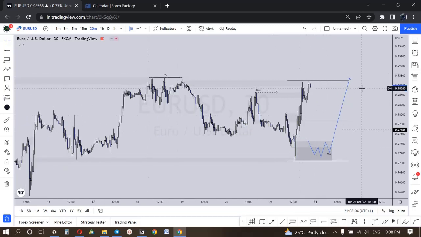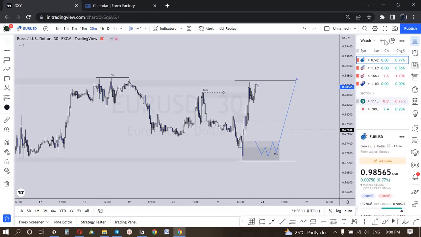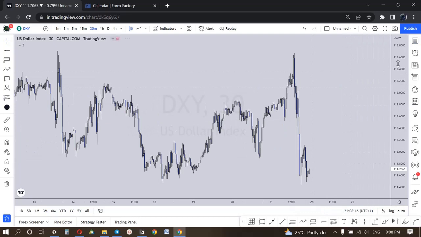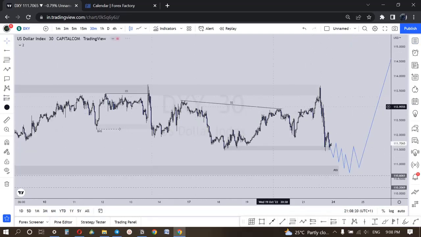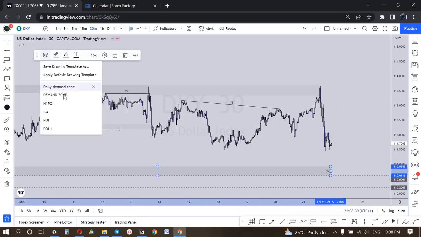What is also giving me more confidence for this buy is if we take a look at DXY. Let's take a look at DXY and see what is giving me confidence. What can we see on DXY? On DXY, we're in a very strong bearish move. This should be a reaction point for price.